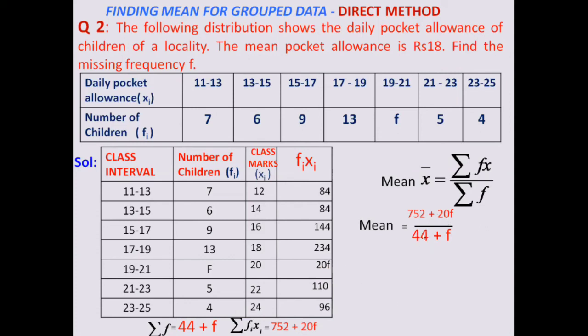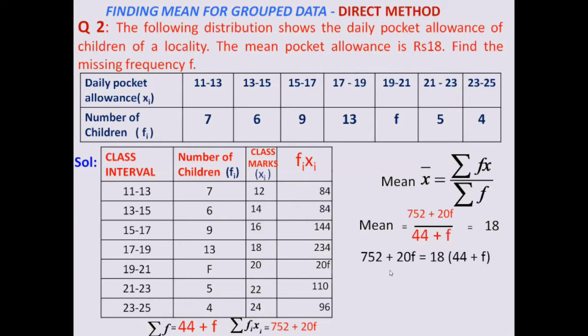Here we are unable to cancel these two. But what to do here? They have given the value of the mean in the question: the mean pocket allowance is 18 rupees. So in place of mean, we have to write the value, that will be 18. After this we have to do cross multiplication to solve this problem. After doing this, we will get the value of f. Now we are doing cross multiplication.